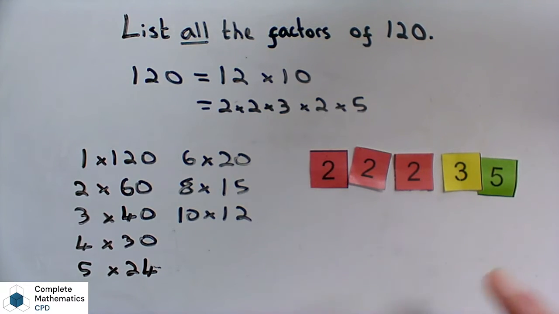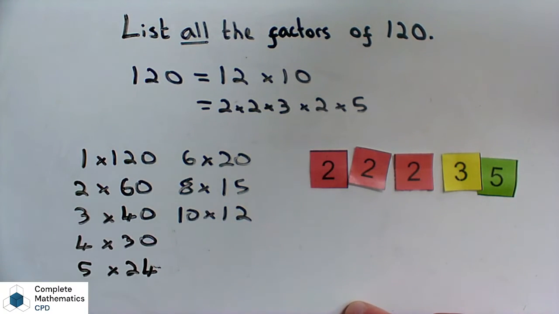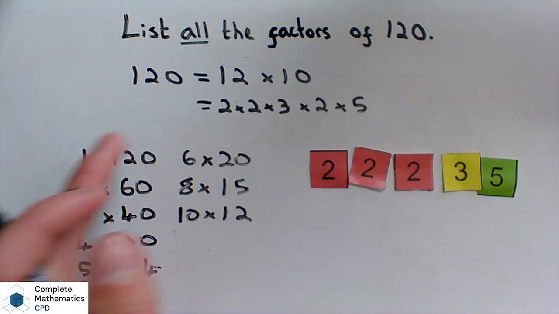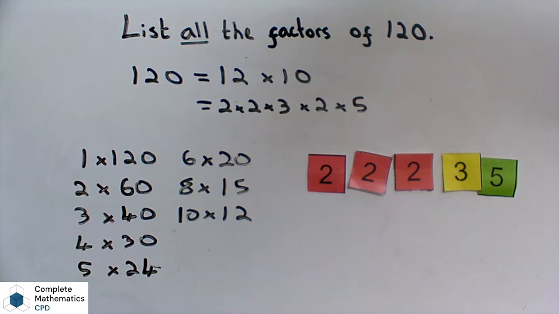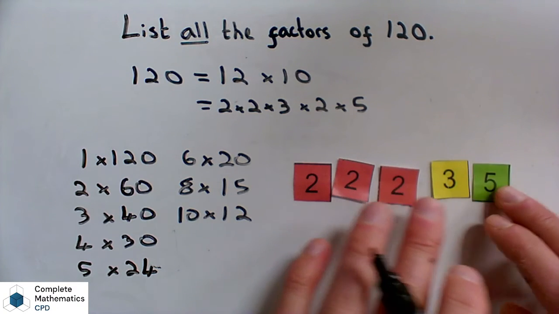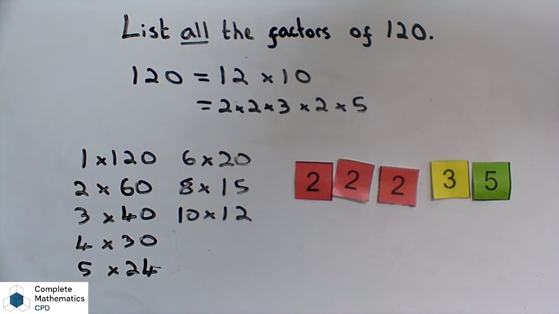And the next number would be 12 itself. Now notice we've already done 12, and it's 12 times 10, so we've reached that pivot point where we just start working back down this list. So this is every single factor pair of 120. Working systematically, and we can't miss any factor pairs if we're using this prime factorisation.